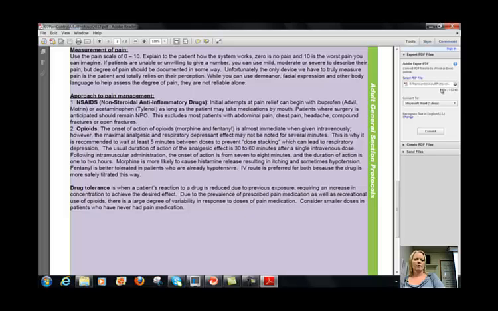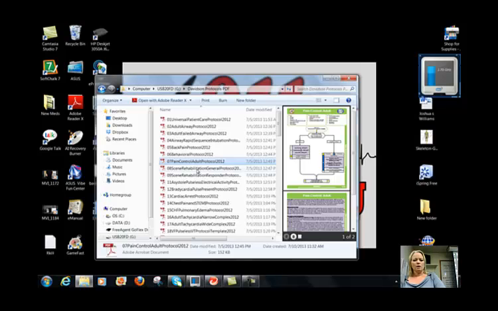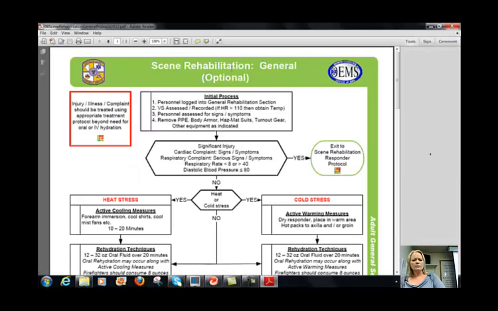And then there's a lot of information on here about the drugs for pain control. There are two scene rehab protocols.